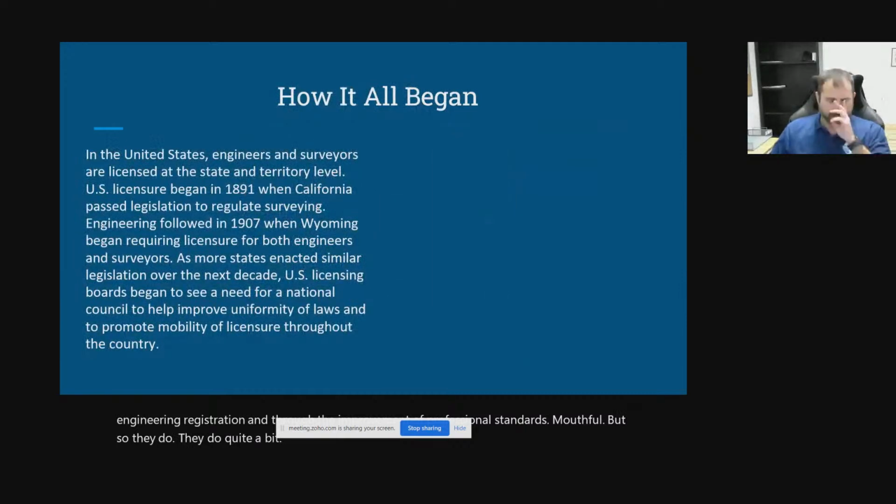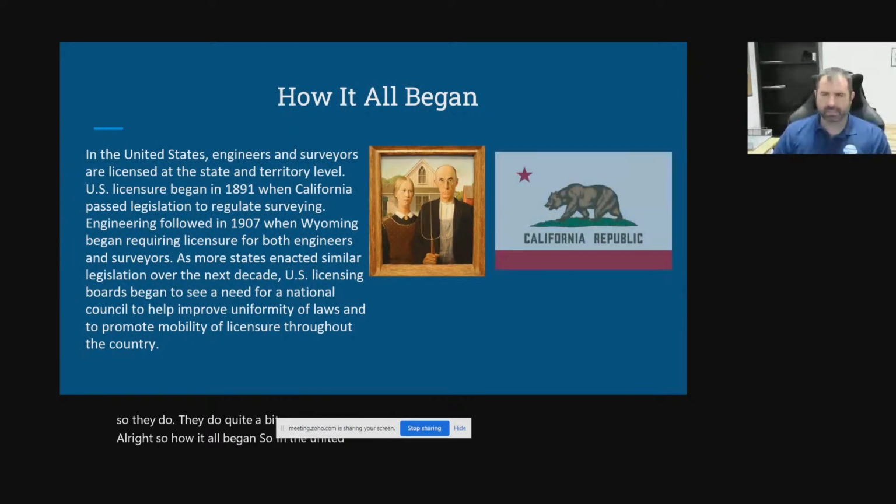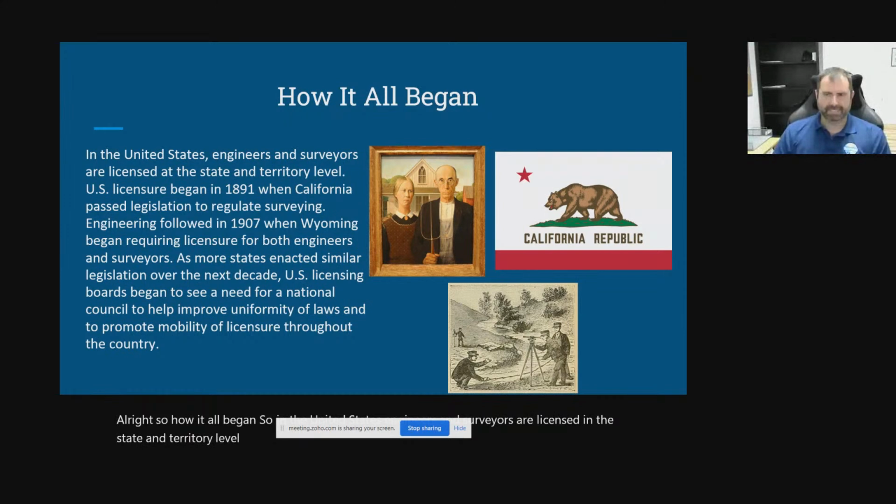All right, so how it all began. In the United States, engineers and surveyors are licensed at the state and territory level. U.S. licensure began in 1891 when California passed legislation to regulate surveying. Engineers followed in 1907 when Wyoming began requiring licensure for both engineers and surveyors. As more states enacted similar legislation over the next decade, U.S. licensing boards began to see the need for a national council to help improve uniformity of laws and to promote mobility of licensure throughout the country.